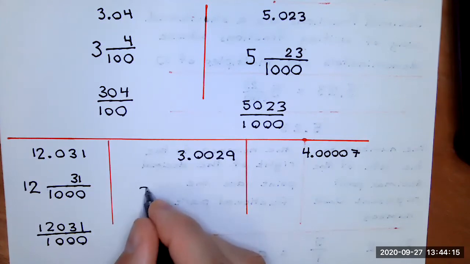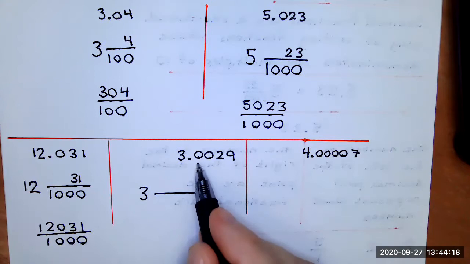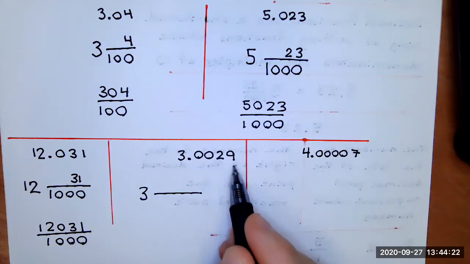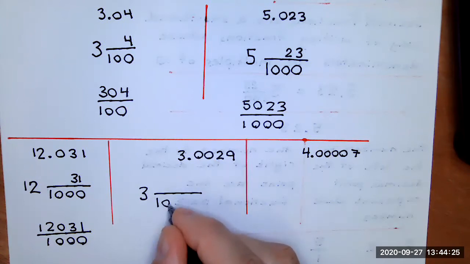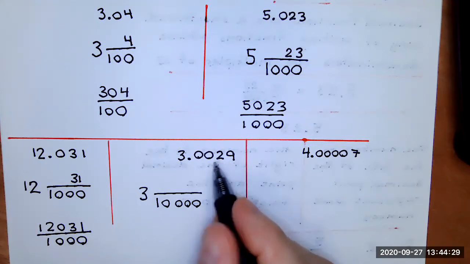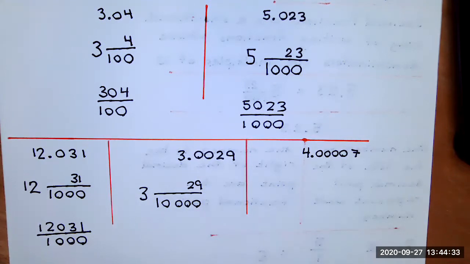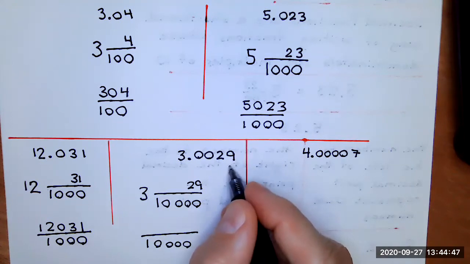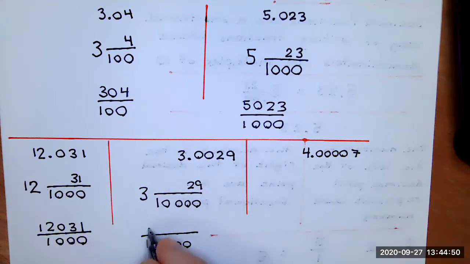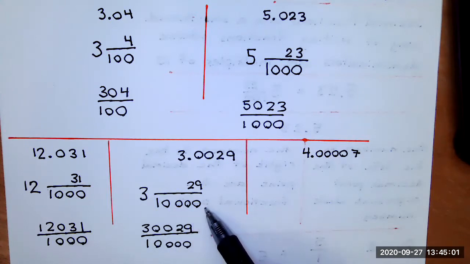All right, 3 is my whole number. And then you count tenths, hundredths, thousandths, 10,000ths place. And we just put the 29 up there. Let's write that as an improper. It's pretty simple. The denominator is going to stay the same. So it's 10,000. And the easy way is just write this number with no dot. Or simply convert this mixed number to an improper. 3 times 10,000 is 30,000, and add that to 29.